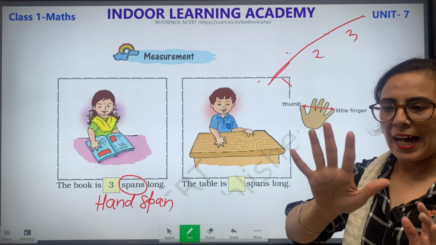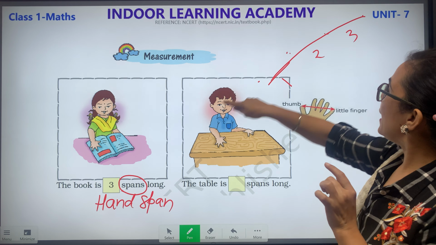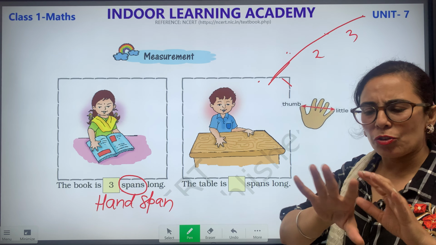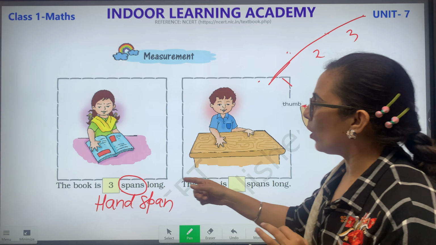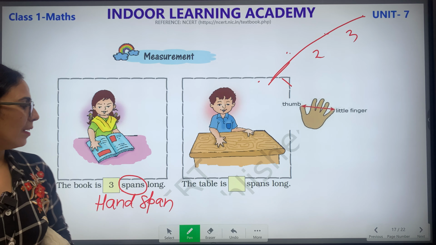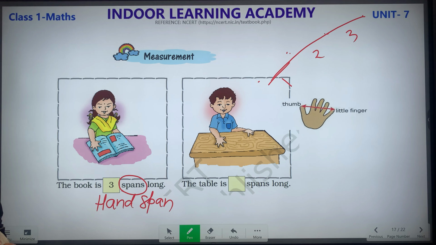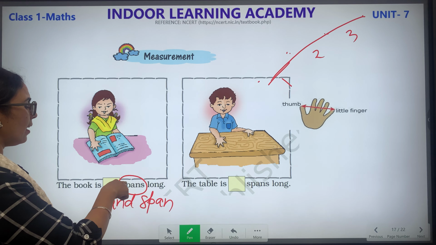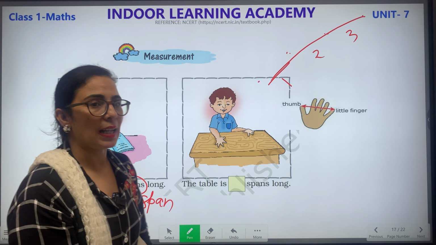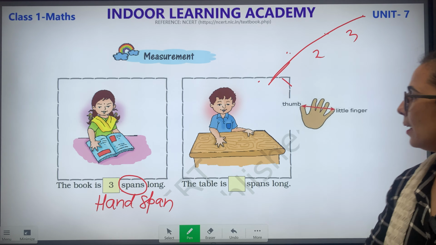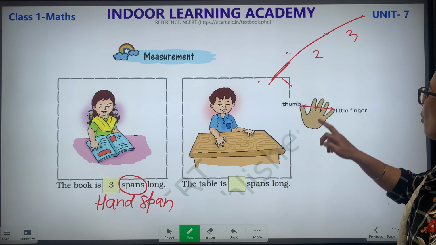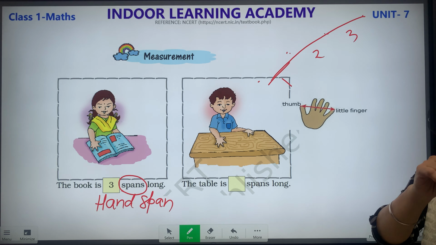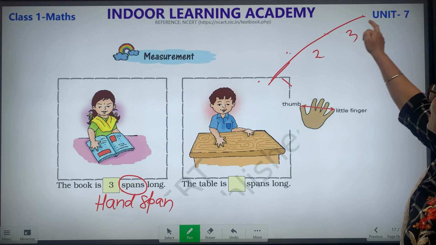फाइन चिल्ड्रन, मेरे हाथ थोड़े बड़े हैं इसलिए इतनी लंबी लाइन आई है. हो सकता है आपके हाथ थोड़े छोटे छोटे होंगे तो आपकी जो लाइन आएगी वो छोटी आएगी. Now what is this girl doing here? This girl is measuring the book with the help of the hand span. I just told you the distance from the tip of your thumb to the tip of the little finger is 1 hand span. So you have seen this example.